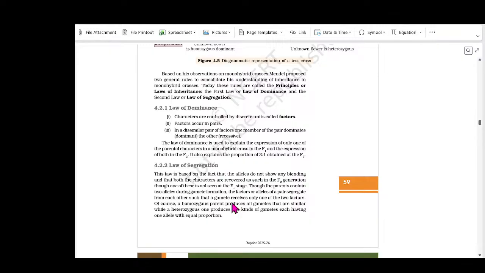Of course, a homozygous parent produces all gametes that are similar, while a heterozygous one produces two kinds of gametes, each having one allele in equal proportion.